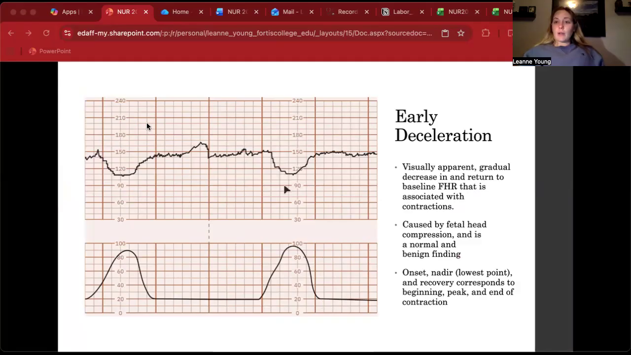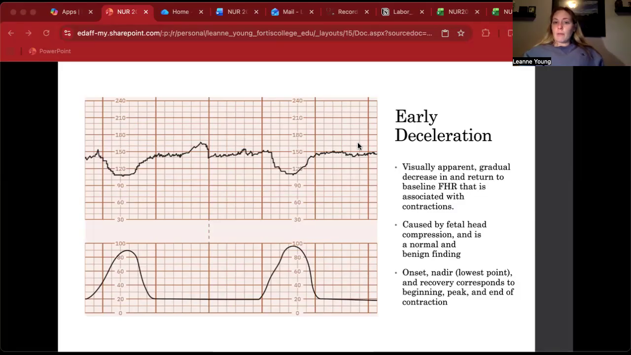If you hear that on the exam or on a quiz, what deceleration will mirror a contraction? That would be an early decel, okay? This is caused by fetal head compression and it is a normal and benign finding. If we see an early deceleration, we're not going to be concerned, okay?